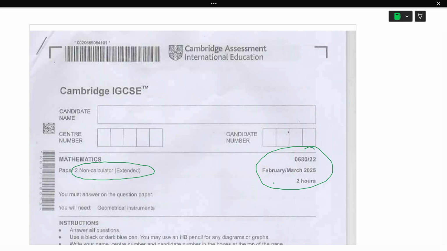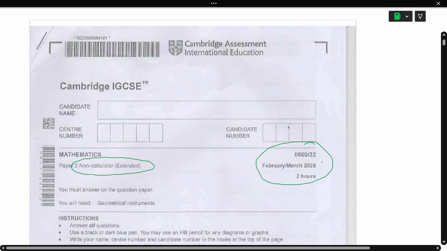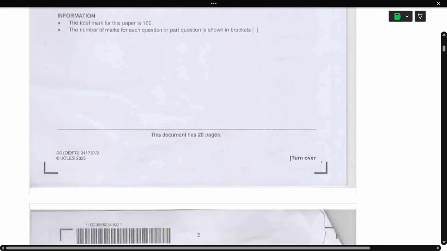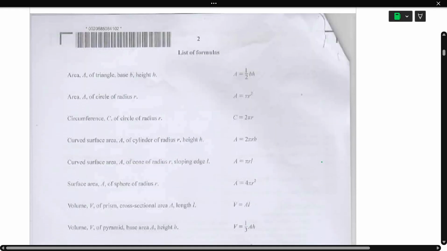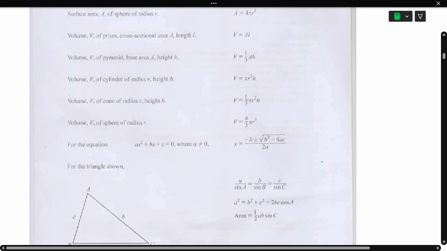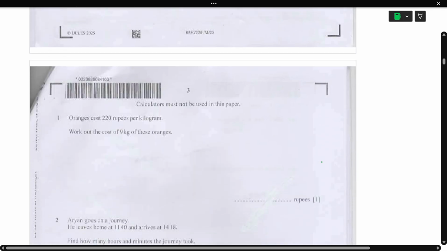It's the February/March 2025 0580 Paper 22, the non-calculator paper. This is the original one. Okay, so this is the paper. Formulas will all be given on the second page. So, question number 1.